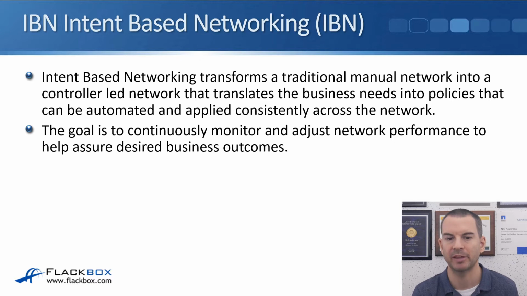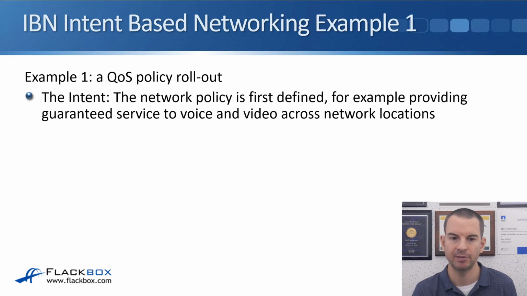So let's work through some examples to see what this really means. First example is going to be a QoS policy rollout across the entire network. So what is the intent here? What do we want to do? Well, the network policy is first defined, for example, providing guaranteed service to voice and video across network locations company-wide. That's our intent. That is what we want to do.